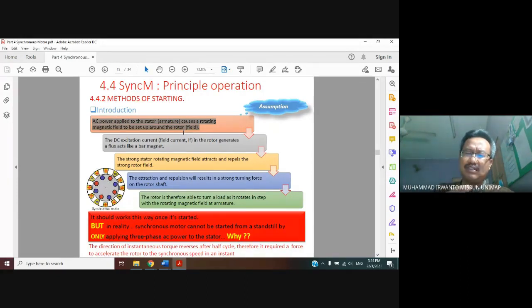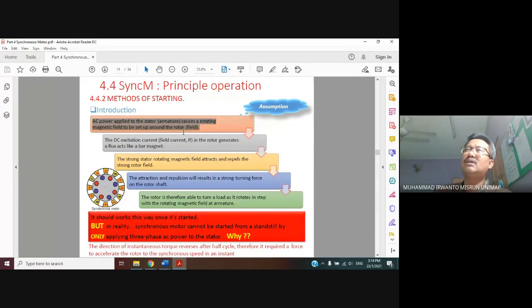Usually the rotor winding is connected to the DC voltage source. If they are connected here, the synchronous motor is ready to generate the rotor magnetic field. After that, the stator is connected to the supply, for example if it is three phase.